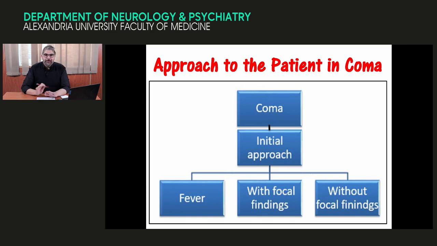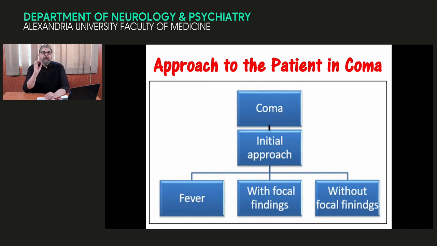And this is the third and last and the most important and the longest part of our lecture, actually, which is how to approach a patient in coma or a patient with a disturbed level of consciousness. Actually speaking, this patient is not coming to you in your clinic. You are not facing him in the clinic, like headache, like other neurological problems. Actually, the patient is brought to you by his family.